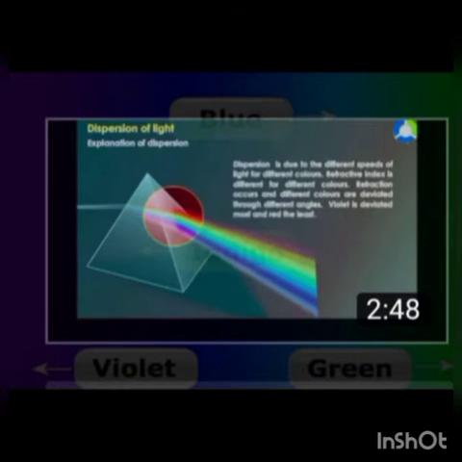Today we will start next topic. Today first we will see dispersion of light. A ray of light entering a glass prism is split into its component colors of red, orange, yellow, green, blue, indigo and violet. This is the spectrum of white light. The splitting of white light into its component colors is called dispersion of light.